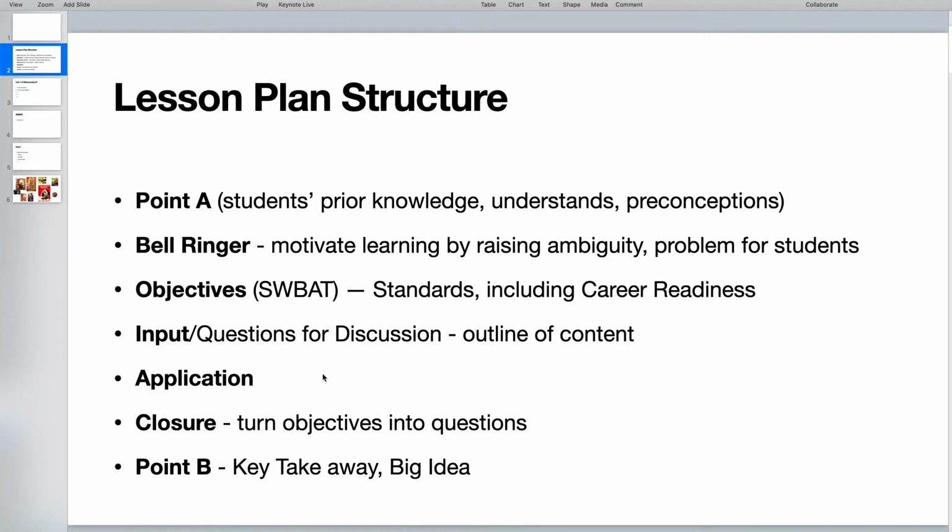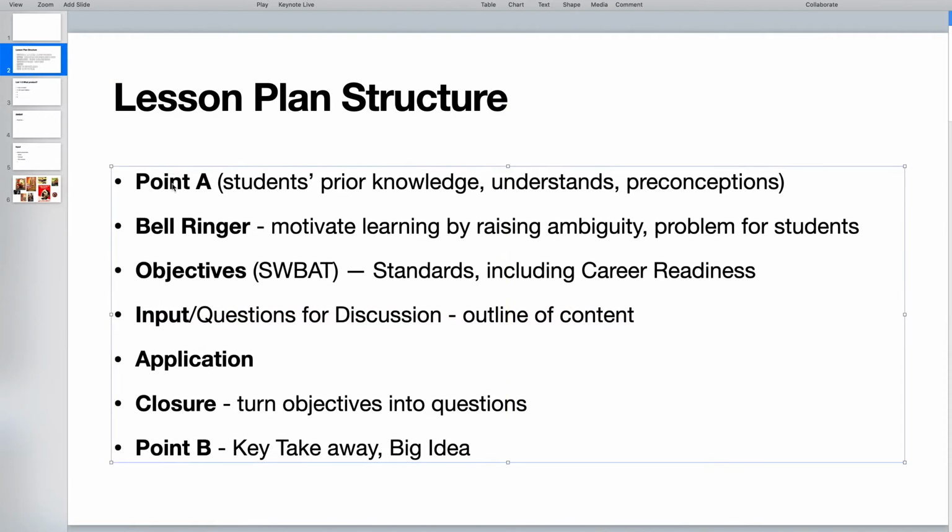Today's teacher's tip is how to use lesson planning to make sure that you have a blueprint for moving forward and reaching valuable lessons for your students. So this lesson plan structure deals with point A, which is students' prior knowledge. What is it that they already know? What do they understand? What are their preconceptions?